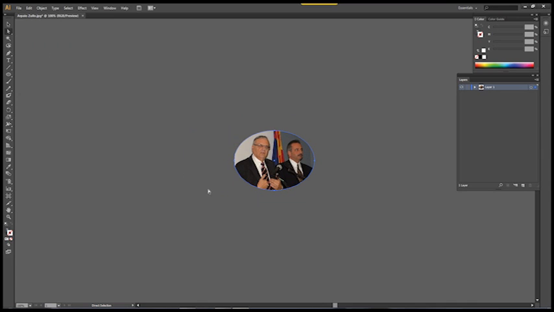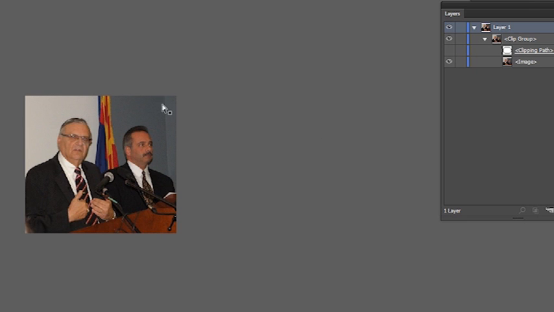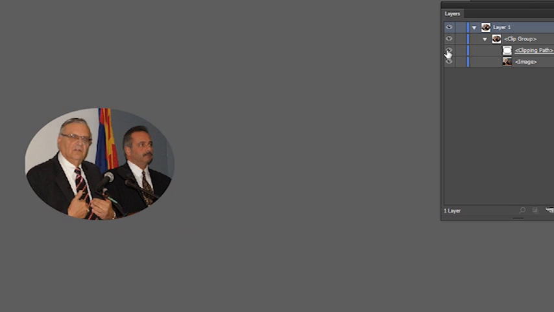Next, I tell Adobe Illustrator to make the mask, and voila, there we have it, a picture in an oval shape. And the cool thing is, we didn't lose any of that material we trimmed away. It's still there. Now, when we lift the clipping mask, we still see the original photo.